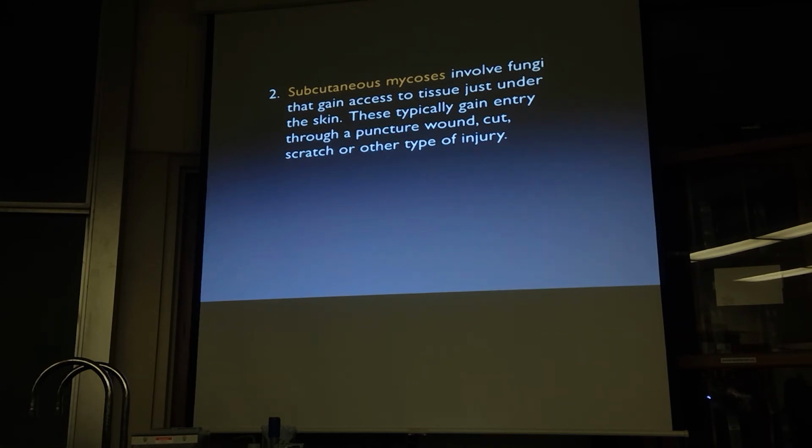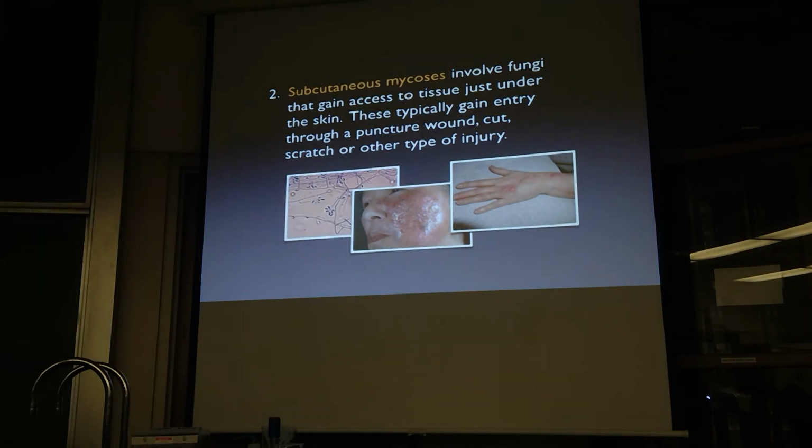Next category is subcutaneous mycoses. Subcutaneous mycoses involve fungi that have been introduced under the skin. So they're between the skin and the underlying muscle or underlying bone. Typically a puncture wound, cut, bite, something. They have to be introduced. And if your immune system is functioning properly, they tend not to spread, so they're kind of localized. Hope that your immune system can control these things.